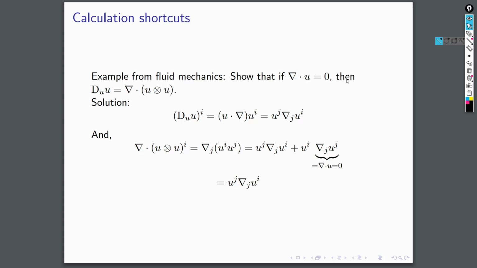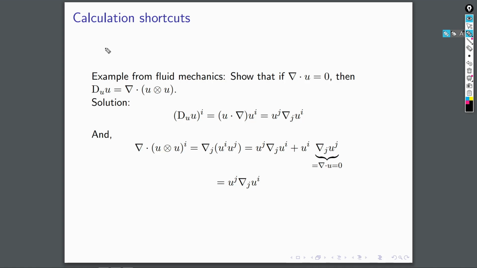So show that if u is divergence free, then the directional derivative of u in the direction of itself is the same as the divergence of its tensor product with itself. Now, if you were doing this without this index notation and knowledge of tensors, this would be a real pain in the butt, okay?